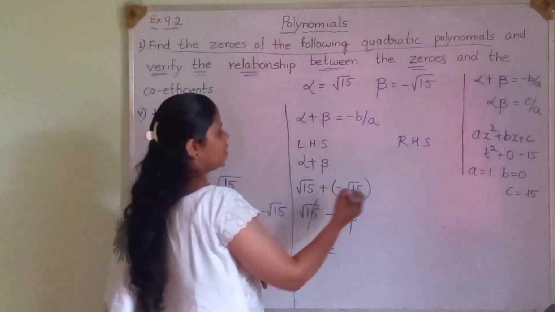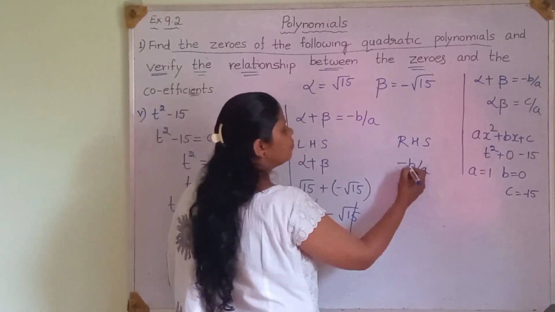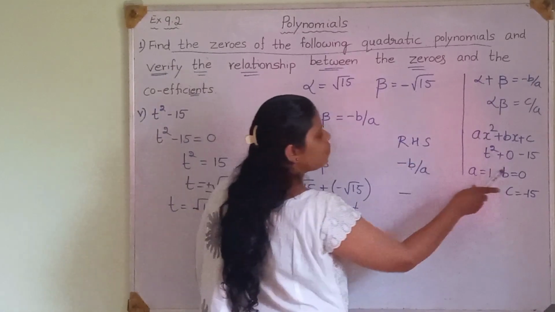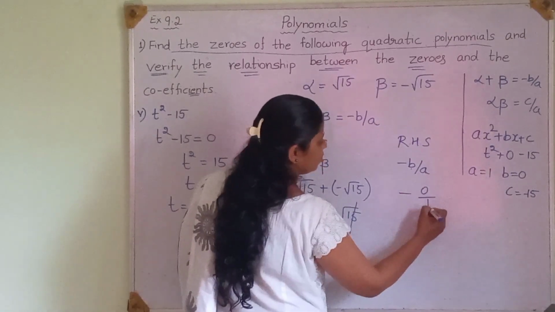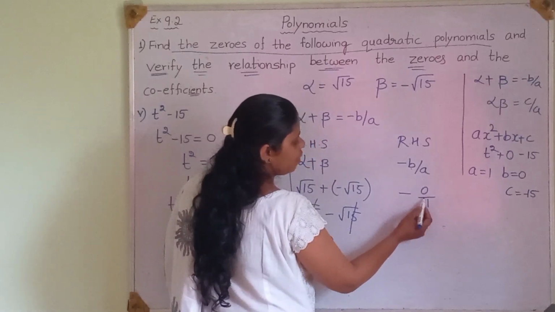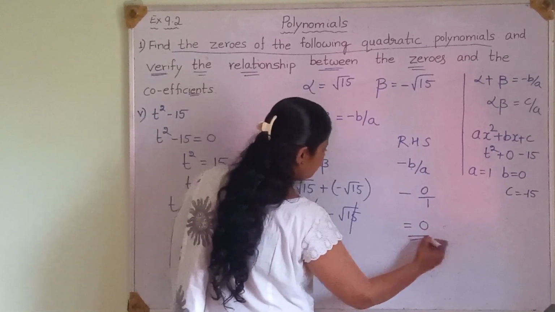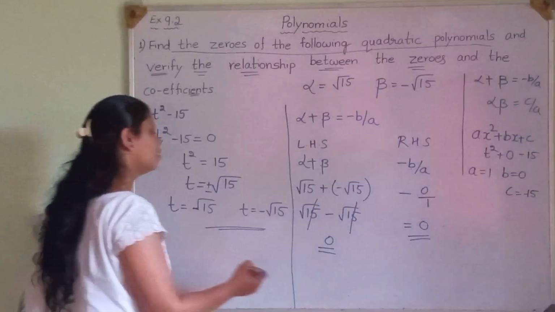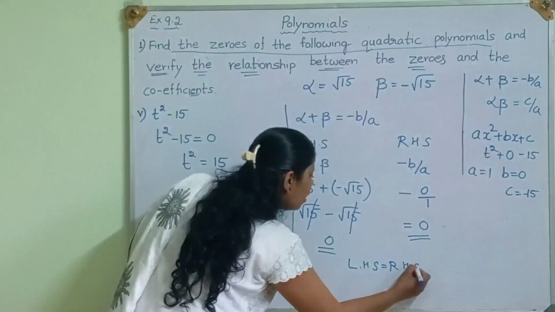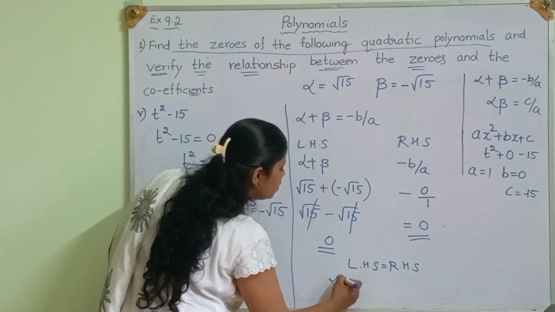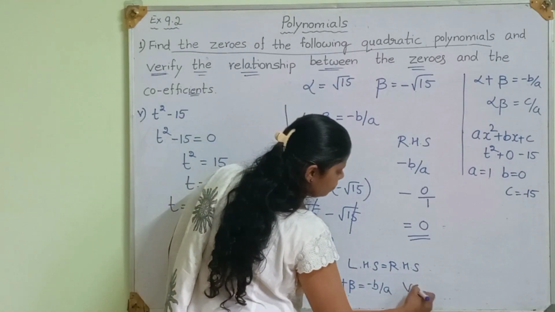RHS is minus b by a. The value of b is 0. 0 by a, that is 1. 0 divided by 1 is how much? That is 0, right? Therefore, LHS is equal to RHS and alpha plus beta is equal to minus b by a. It is verified.